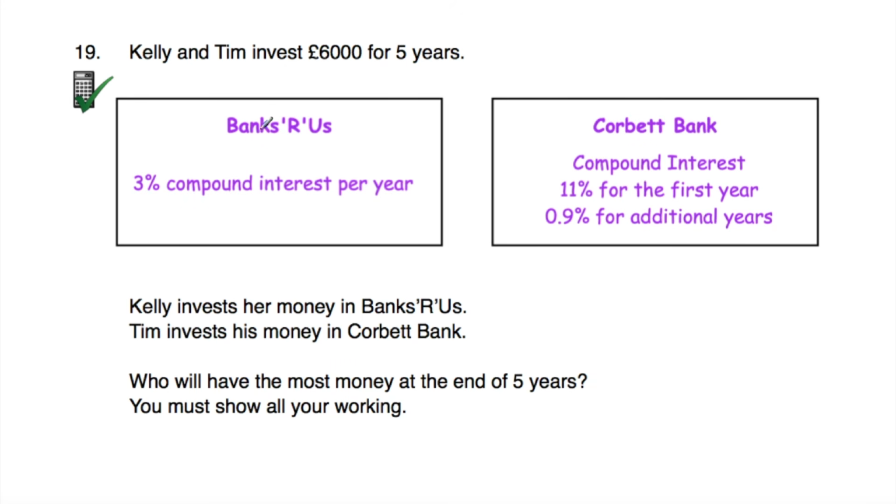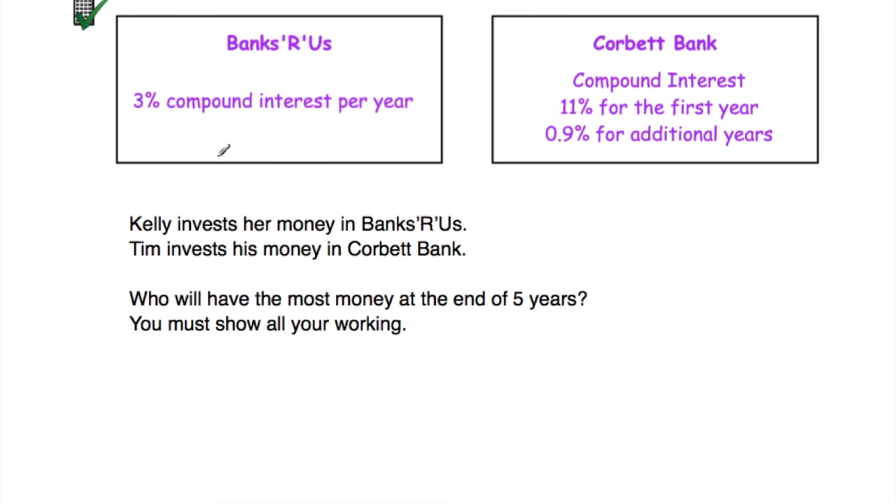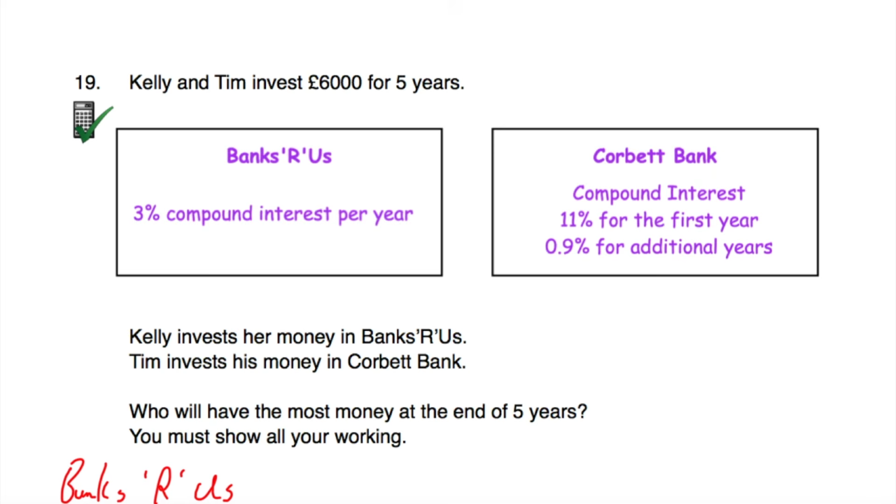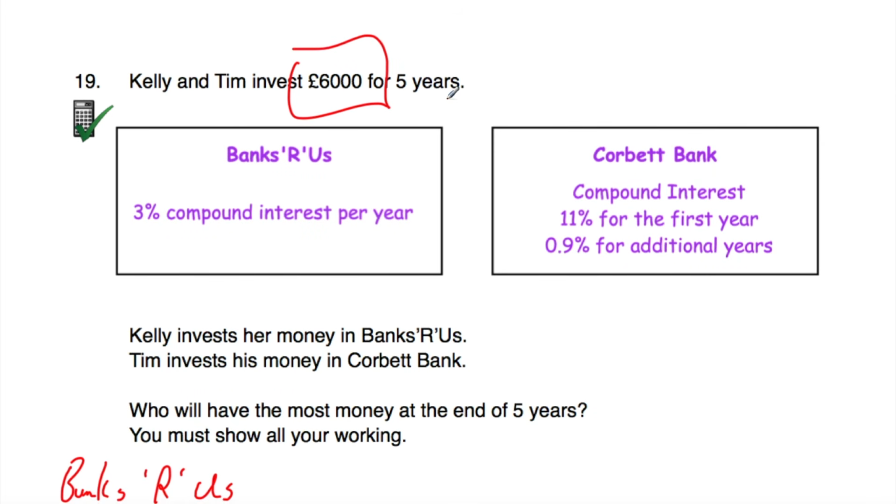And Kelly invests her money in Banks R Us and Tim invests his money in Corbett Bank. And the question says, who will have the most money at the end of the 5 years? Okay, so let's start off with Kelly at Banks R Us because it's actually a little bit easier. So Banks R Us, it's going to be the initial amount of money. Let's just go back up there. It was £6,000 and it's for 5 years.